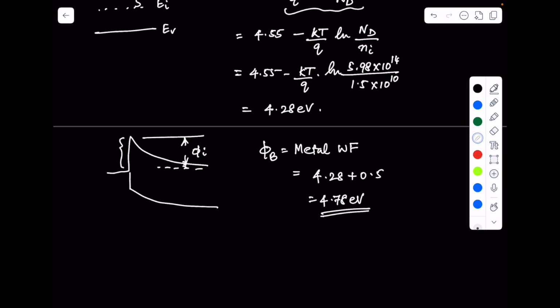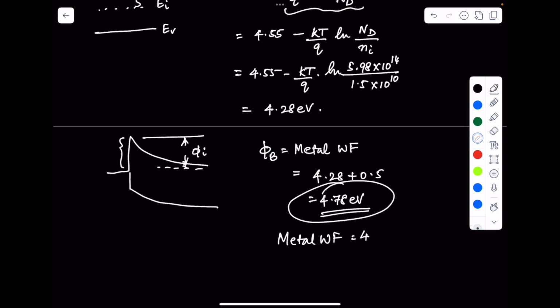So phi b is going to be equal to 0.5, and the metal work function I use has a value of 4.78 electron volts. It's going to be closer to the valence band of silicon, and hence causing a Schottky diode with n-doped silicon. Moving on to the next question.